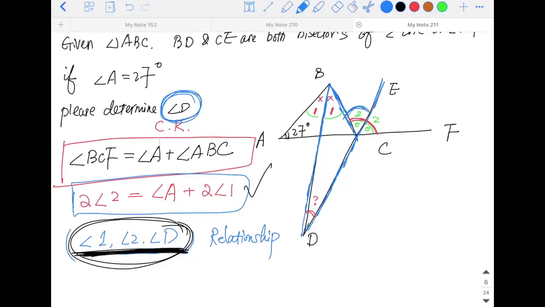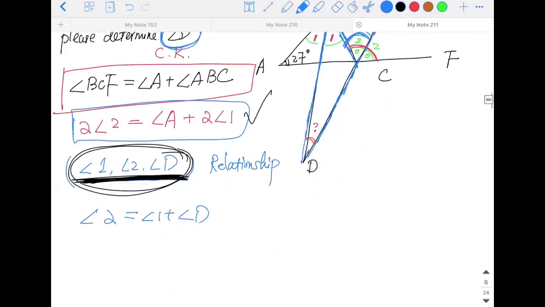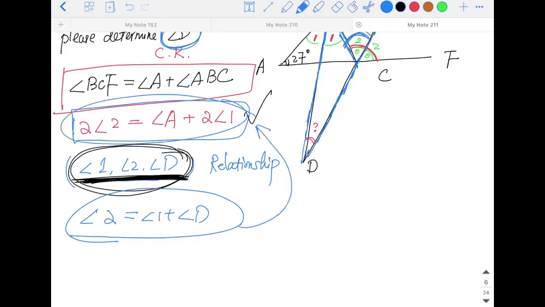Angle 2 is the external angle of angle 1 and angle D, right? So again, I'm going to use angle 2 equals angle 1 plus angle D. Is that right? Angle 2 equals angle 1 plus angle D. So if I have this and I have this, I'll be able to just plug in the information. I'll be able to find out angle D is actually equal to angle A divided by 2.